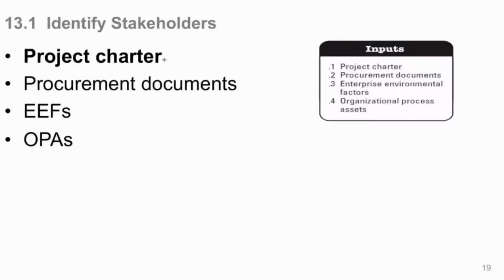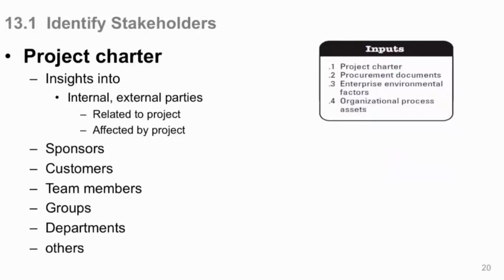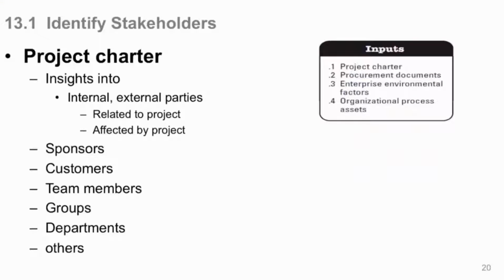Okay, so let's talk about the actual inputs, tools, techniques, and outputs of the identify stakeholders process. What are our inputs? Well, early in the game, when we start to really identify our stakeholders, we only have the project charter and its attachments, which are the business case and the business scope of work and so on. So the project charter gives us insights into external, internal parties that are related to the project, that could be affected by the project. Again, at the high level, we identify who we know, or organizations or whatever, at that point in time. Sponsors, if we know who the sponsor is, or we wouldn't know who the sponsor is because we've got the charter.